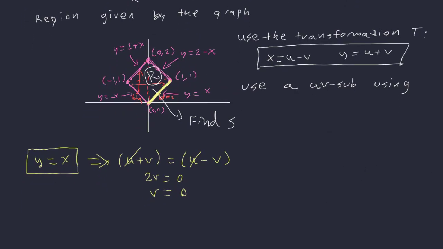So I'm going to set up new axes over here. This is going to be the uv axes. So v equals 0 is a horizontal line here.